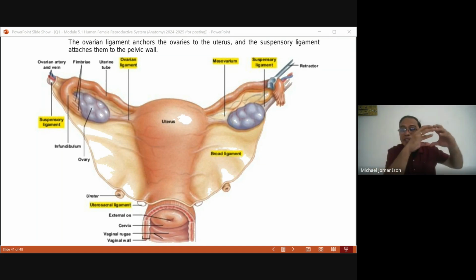Ibig sabihin nito, a portion of the surface of the ovary, there will be an eruption, and then the egg cell will go out. Now, this is where it is very important.